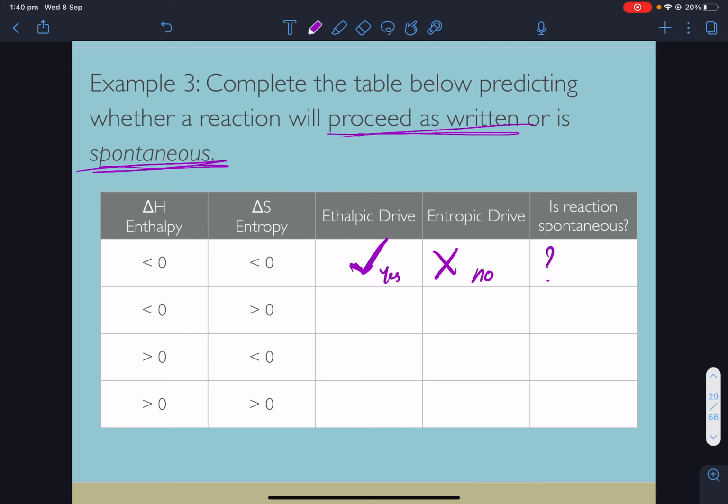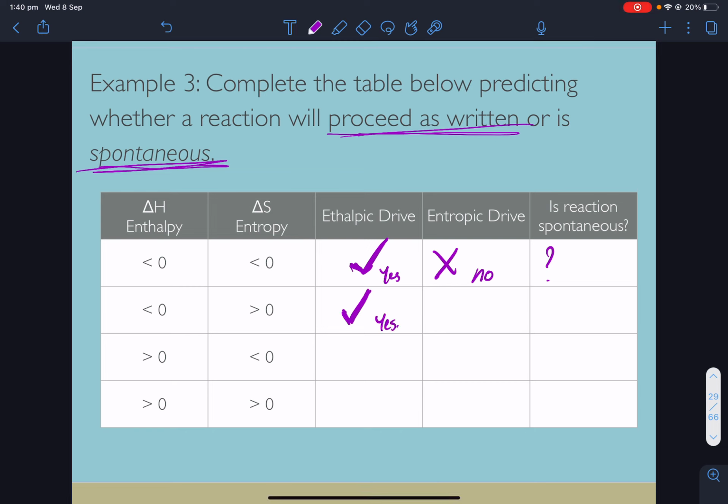They're battling against each other, okay? So it depends, like in the last question, we didn't have an entropic drive, but it still proceeded as written because the enthalpic drive was still large enough, okay? But here we don't know how big they are, and we'll get to assigning numbers to these soon. Let's try the second row. We've got the enthalpy less than 0, so we've got an enthalpy drive. It's being exothermic. Nature likes that.